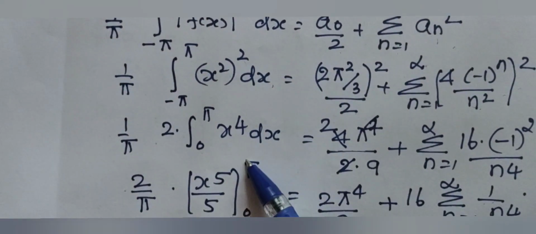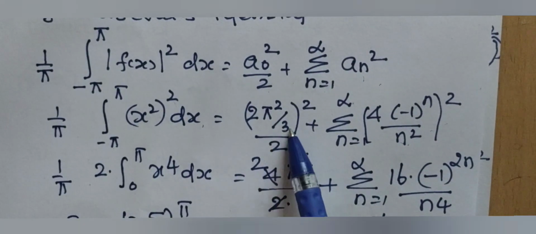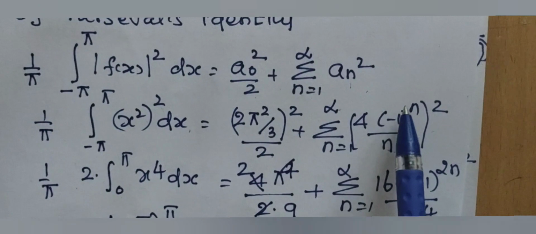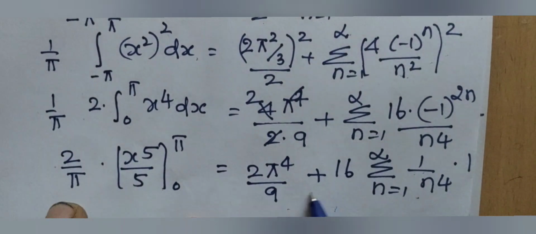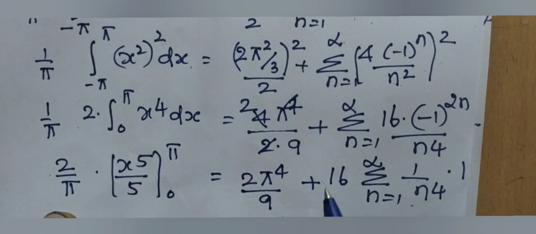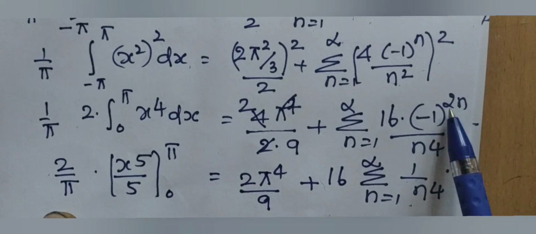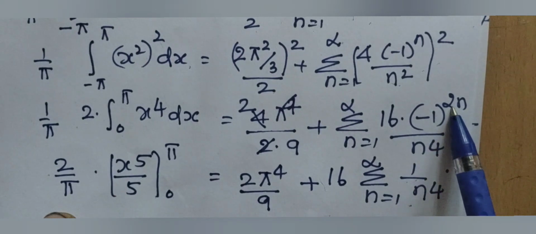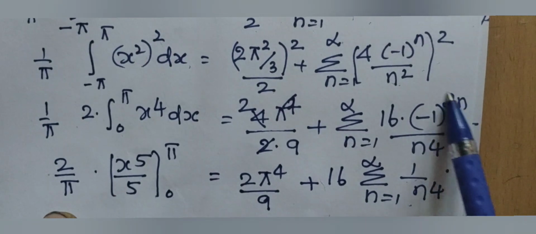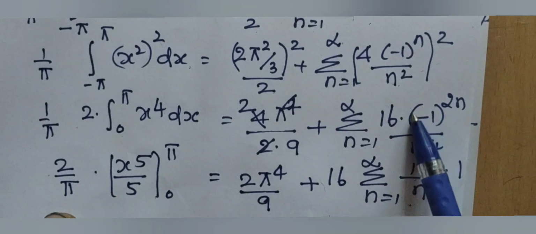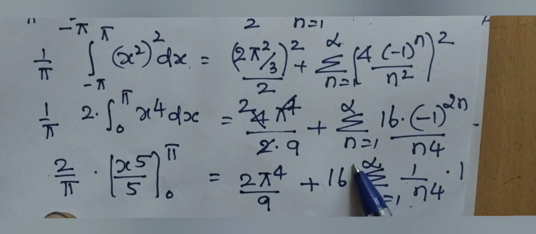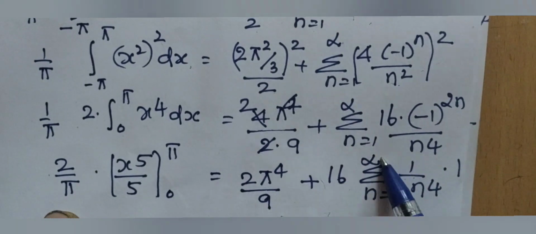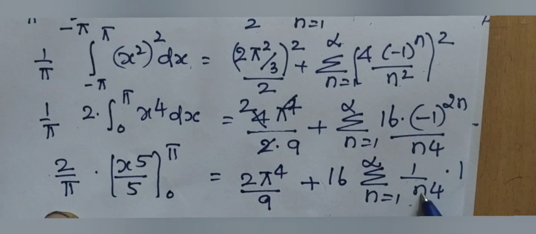X raised to 4 integration is x raised to 5 by 5. Then what is the RHS side? A naught value we can substitute here, and a n value we can substitute here. So cancelling, you get 2 pi raised to 4 by 5, and plus here 16 into minus 1 raised to n whole square, which is minus 1 raised to 2n. That is, the power of this minus 1 is even, which means you will get 1 only. So 16 into summation n is equal to 1 to infinity 1 by n raised to 4.